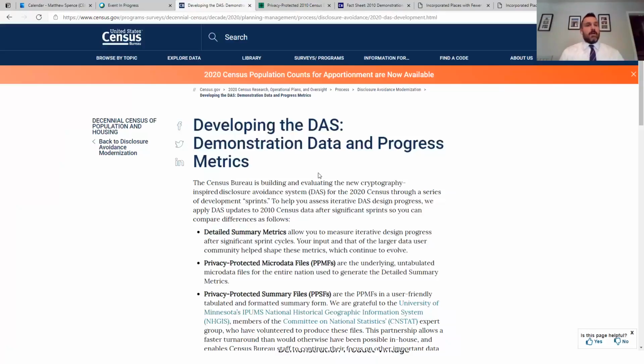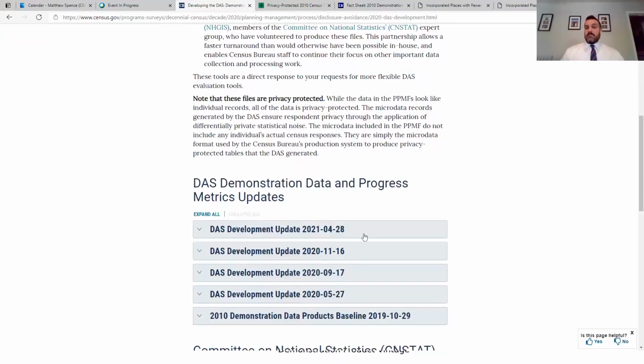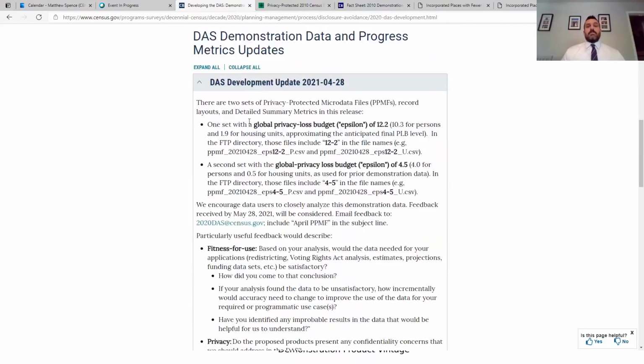So I'm showing you now the web page, which talks about some of this demonstration data and the progress metrics that we've published. We are going to go through in detail the detailed summary metrics, which our team of subject matter experts developed and added to in response to stakeholder feedback, which allows you to compare the accuracy, the bias, the fairness, and outliers for these demonstration data. So if you scroll down, you can see that the latest release was the 28th of this month. And if you open that up, you'll see some information.